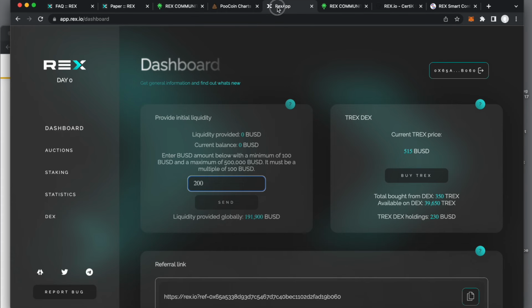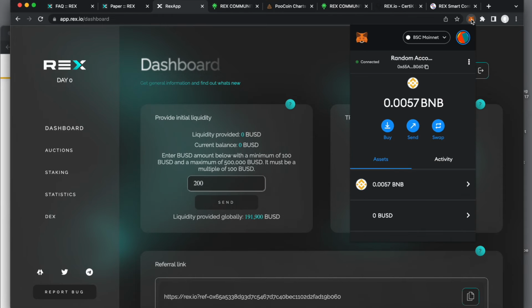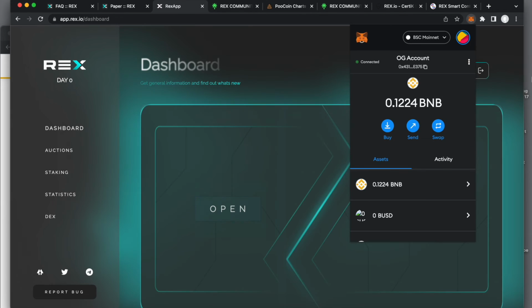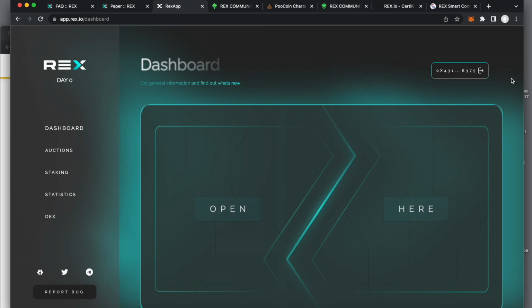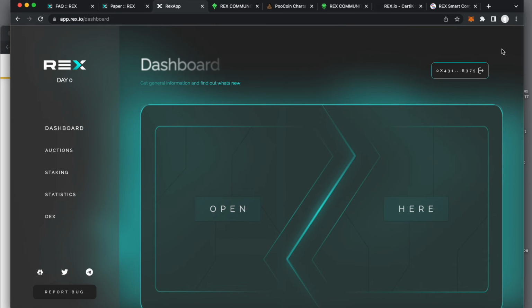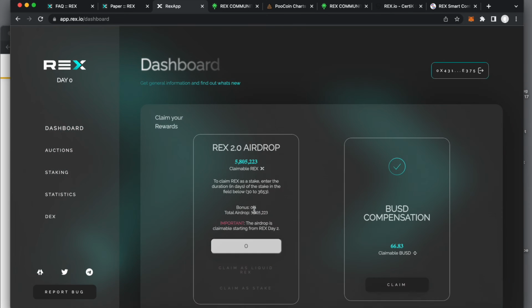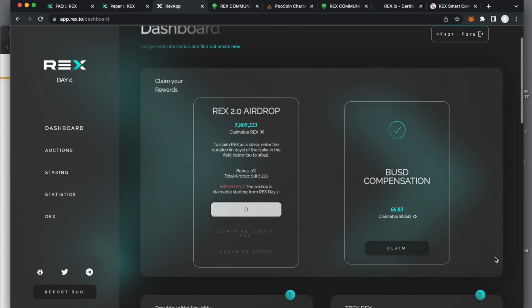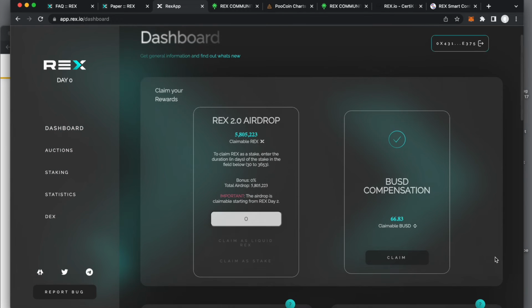I can show you that here in the Rex app. You can see here, if I go to a wallet that was part of the initial Rex protocol, the original Rex protocol, this is a wallet here that I've called OG account, just to be clear. And if I open here, we'll see on the dashboard the parts of the airdrop that are currently available to me.